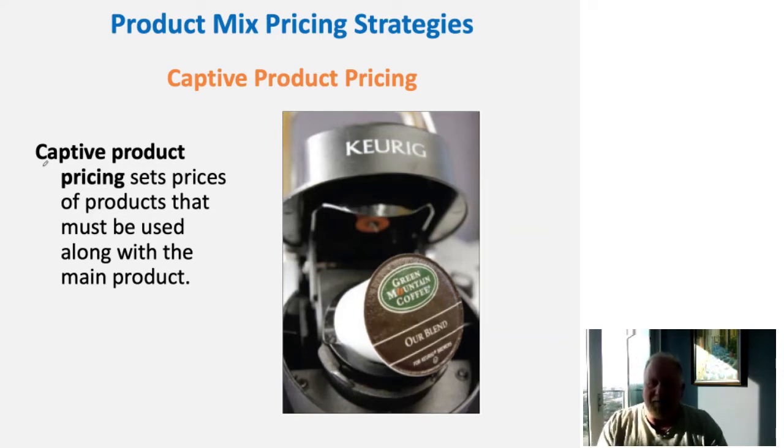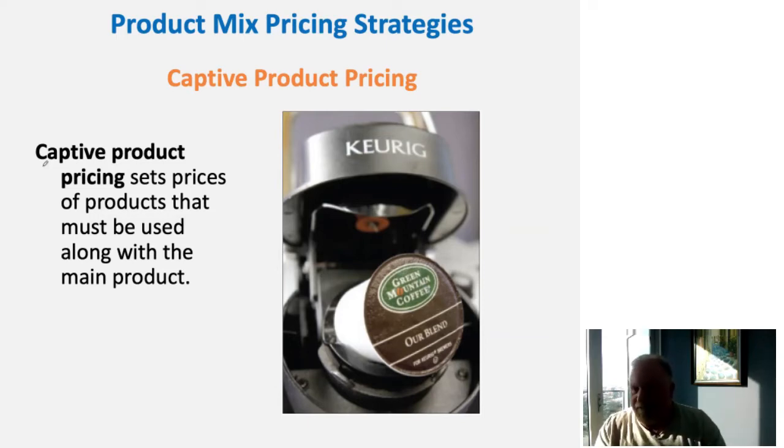So what do they do? They make their money off the pods rather than the machine itself. We see this with razors, where you can't just buy any razor blade with the razor you have because not all of them fit. So you have to buy a specific blade, and the blade is expensive, but the razor itself is very inexpensive. And that's what we call captive product pricing.